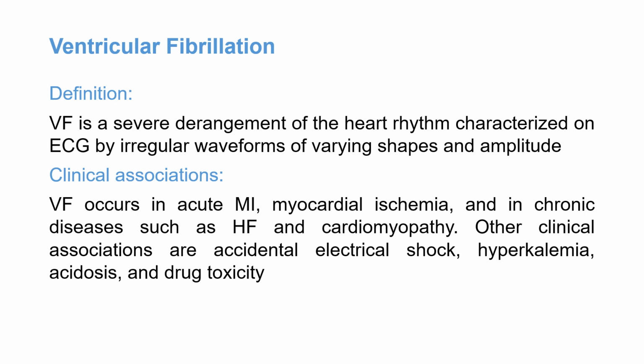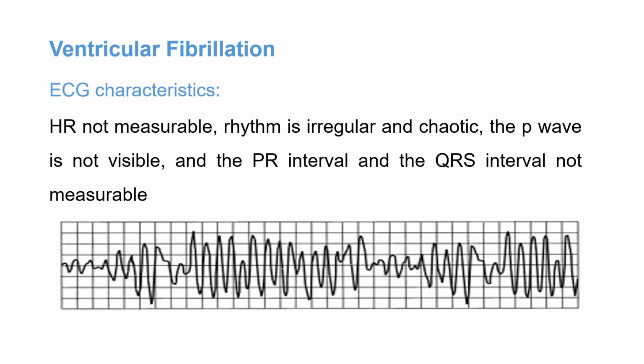What is ventricular fibrillation? Ventricular fibrillation is a severe derangement of the heart rhythm, characterized on ECG by an irregular waveform of various shapes. It mainly occurs in acute MI, myocardial ischemia, and in chronic diseases such as heart failure and cardiomyopathy. Other clinical associations are accidental electric shock, hyperkalemia, that is increased potassium level, or any drug toxicity.